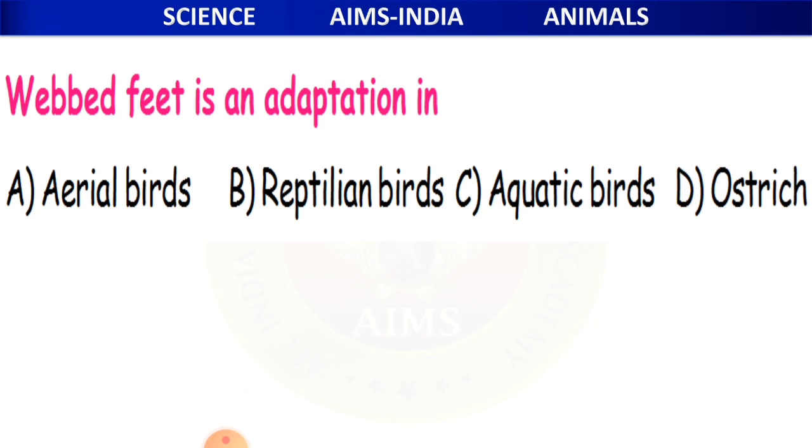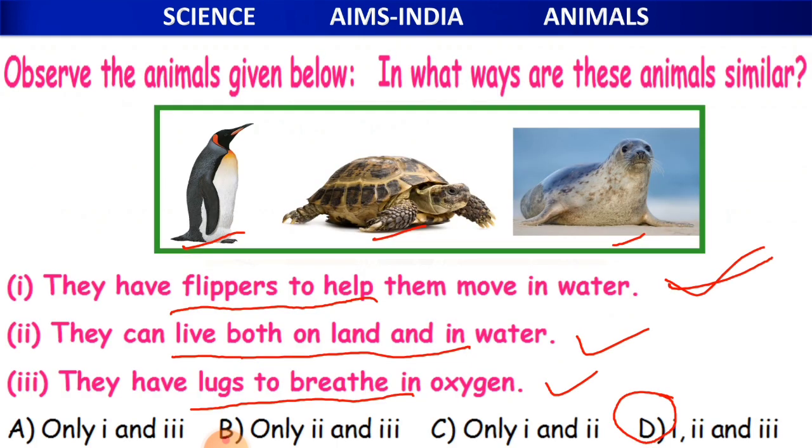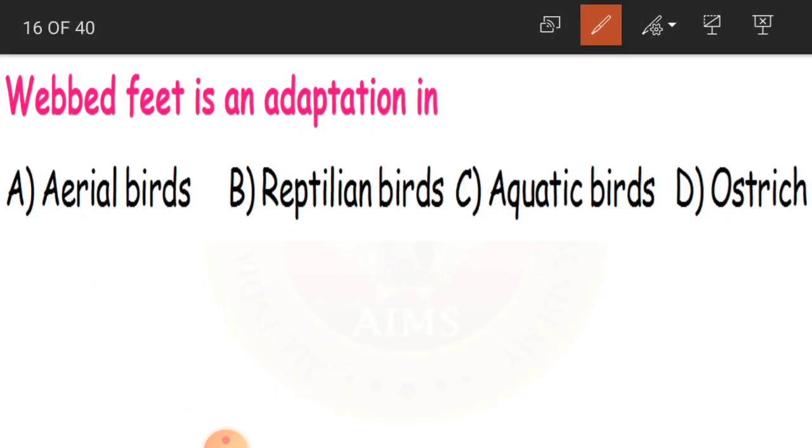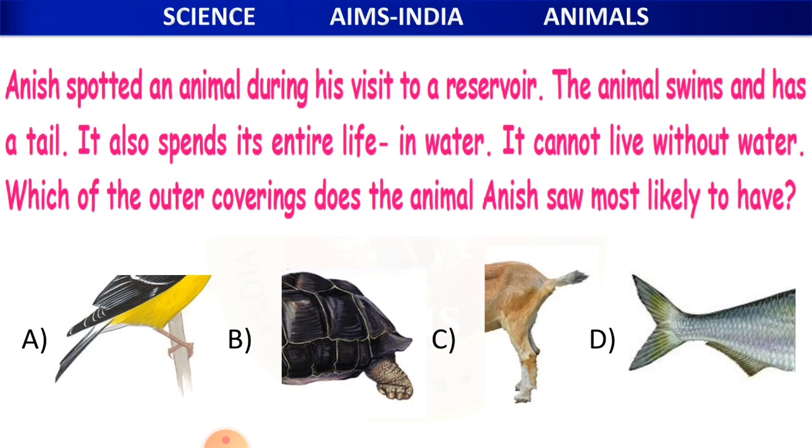Webbed feet is an adaptation. Why do we use webbed feet, children? Especially for swimming. So this is an adaptation in aerial birds, or in reptilian birds, or in aquatic birds, or in ostrich. And the answer is C, that is in aquatic birds. Clear, children? Yes, we'll move on to the next question.